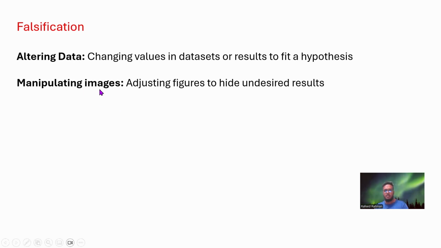Also, manipulating images falls in this category as well. If you adjust figures to hide undesired results, for example, in your figure there are some maybe outlier points, and you remove those outlier points to make the results look good.